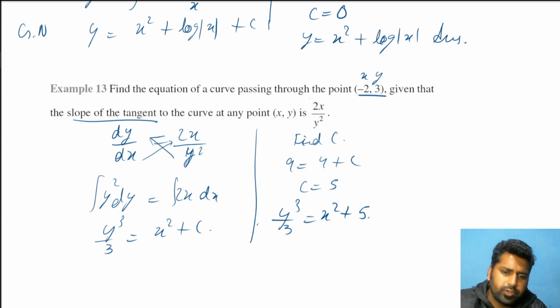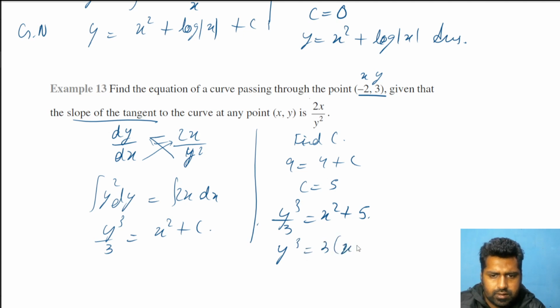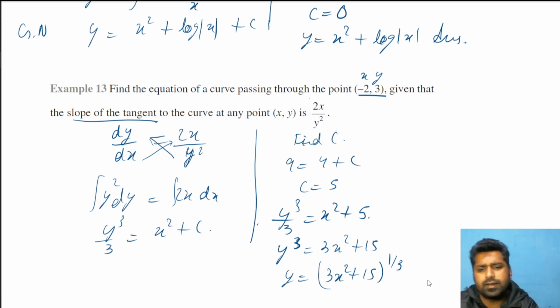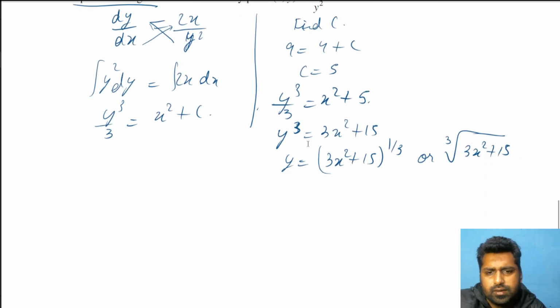Or what you can do is you can write your answer as y also. Y cube is basically 3 bracket... 3 multiply it, so 3x square plus 15. Suppose you are given options in terms of y only, y is equal to something, so y will be generated like cube root of it. So cube root of 3x square plus 15, like this. Or they can literally write cube root of 3x square plus 15. This also they can write, right?